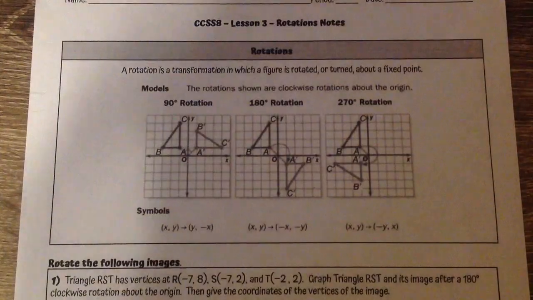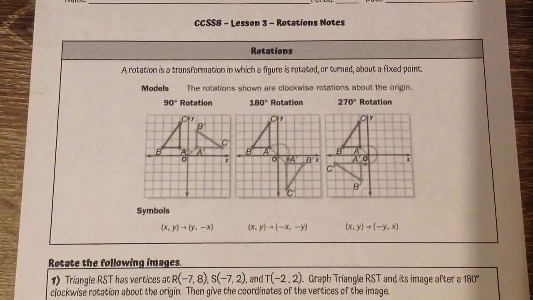Alright, for today's lesson on transformations, we are going to be looking at rotation. If you think about rotating, it's moving around. It's a transformation in which a figure is rotated or turned about a fixed point. You can rotate about any different types of points. We are just going to be looking at those that rotate about the origin.